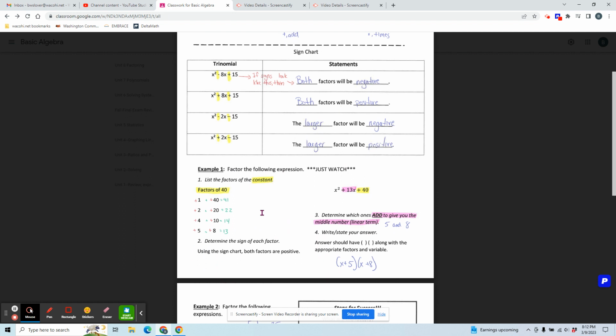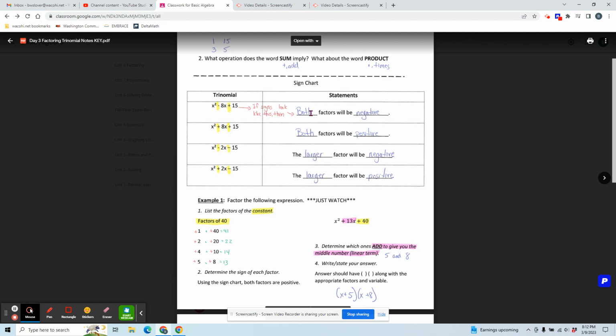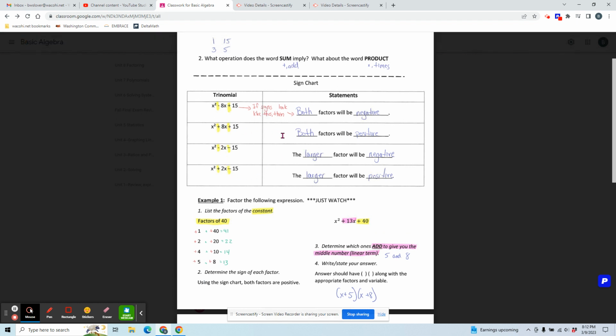So the very first one, everything's worked out for you. So we are going to list the factors of the constant. So I've got 4 steps for success here. We're listing the factors of the constant. Well, my constant is the thing without a variable. So list the factors of 40. 1 and 40, 2 and 20, 4 and 10, 5 and 8. Step 2, determine the sign of each factor. Well, this says plus plus. So I go up to my sign chart, and plus plus means both factors will be positive. So both factors are positive. That's what I wrote in red.